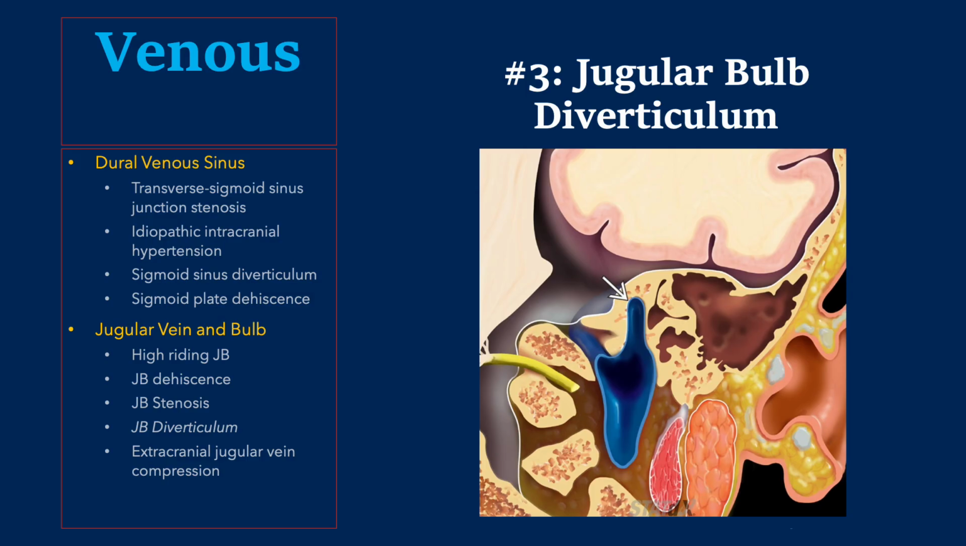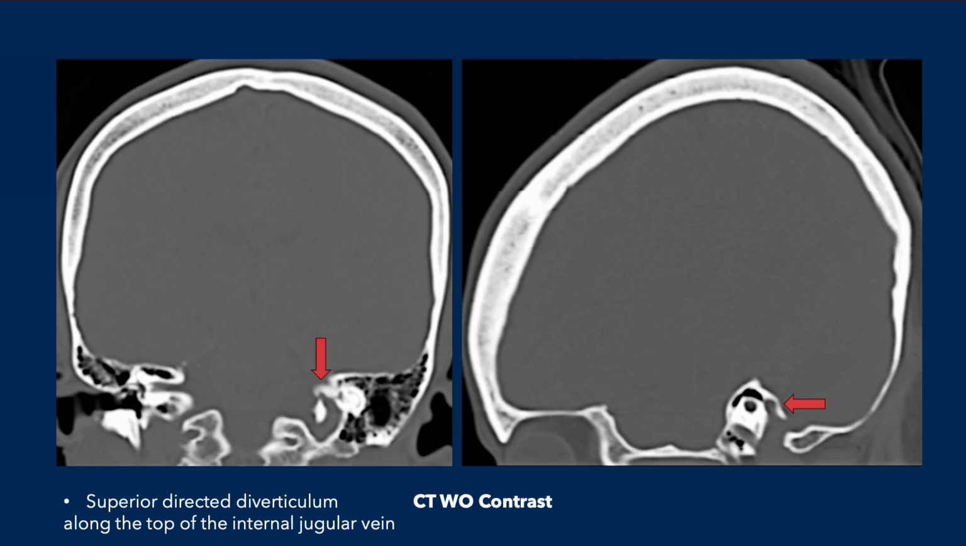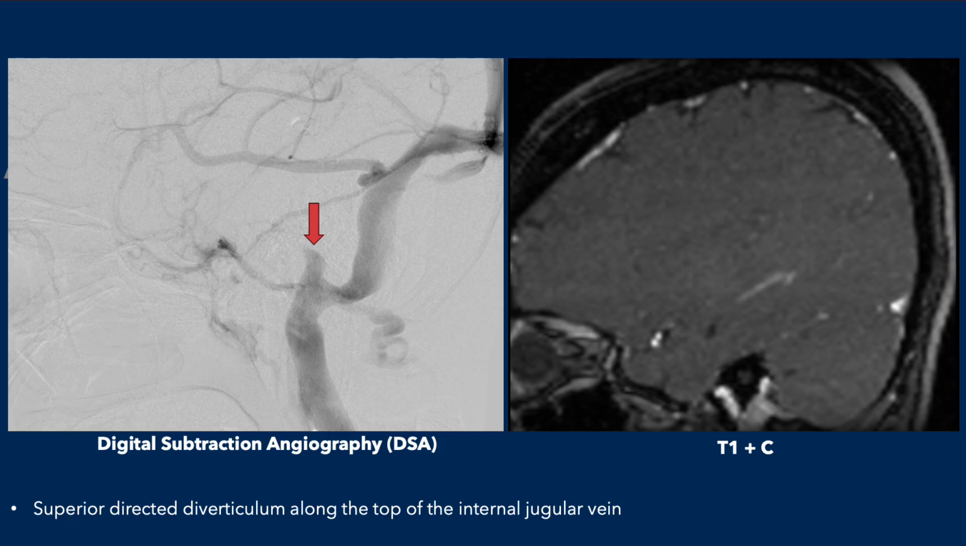A jugular bulb diverticulum can also result in abnormal sound conduction due to its proximity to the auditory canal. This patient had a superiorly directed diverticulum along the left jugular bulb. On DSA, this was confirmed and then treated with coil embolization with resolution of the symptoms.